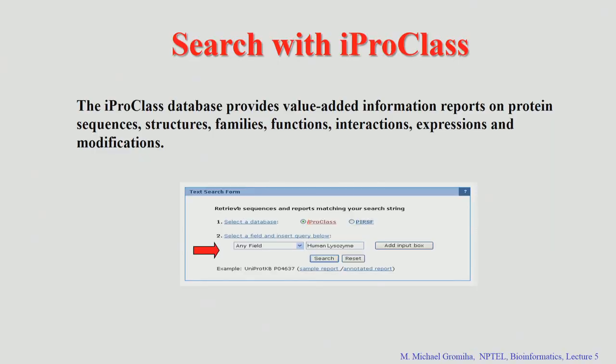So, first this is the simple text search. You can select a database, either the PIR-PSD or iProClass, because iProClass mainly contains the sequences. So, we click on this iProClass, and here there are various options for the query, whether you want to search with any specific field or on any field. Here we use any field. Let us say I want to get the information regarding human lysozyme. So, I type human lysozyme and click on search.